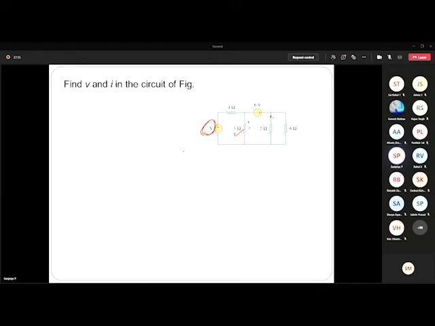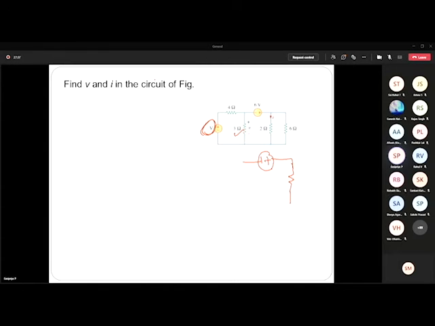Correct? This voltage value is not given, so I cannot convert directly. At first, reduce the parallel combination into one resistance. So this you will reduce into a parallel combination. Okay, then what do you do? So I just convert this into a parallel thing.